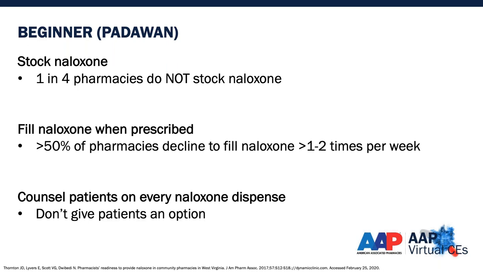Number one, stock naloxone. Thornton and colleagues did a sample of states and pharmacies, and they found that only 1 in 4 did not stock naloxone.